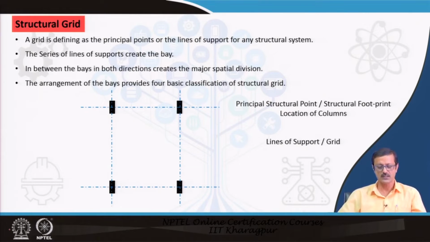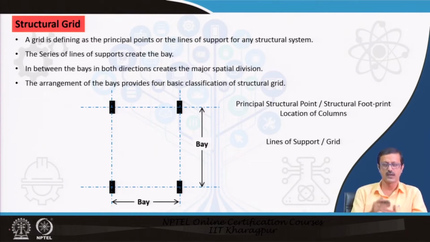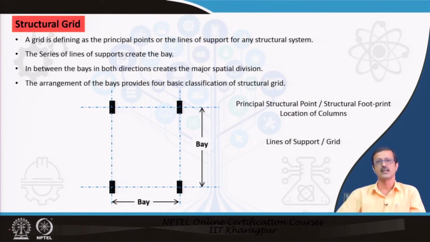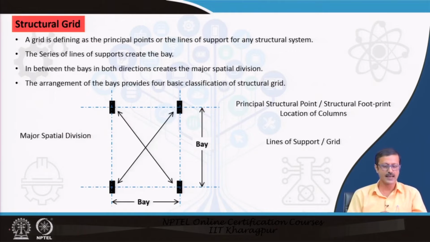Because of these grid lines, which are your supports, they will give you the bay length, which may be 16 feet or 24 feet or something like that. Okay. So, those are the bay lengths, and as and when you know the bay length or this kind of grid is available to you, you can have the major spatial division. So, this is your space availability.